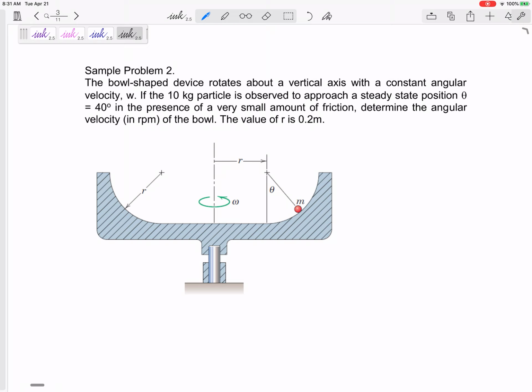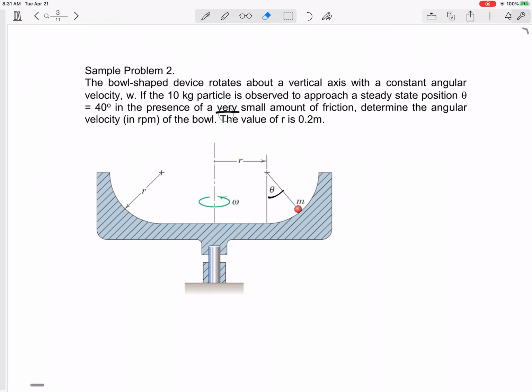So look at this. A bowl-shaped device rotates about a vertical axis. This whole thing is rotating horizontally, right, about a vertical axis with a constant angular velocity, omega. If the 10 kilogram particle is observed to approach a steady state position when theta is equal to 40 degrees, in the presence of a very small amount of friction, I think that kind of means negligible, right? Determine the angular velocity in rotations per minute of the bowl.